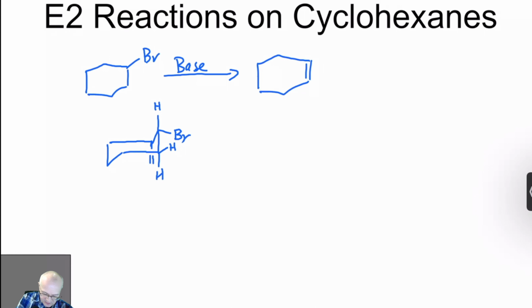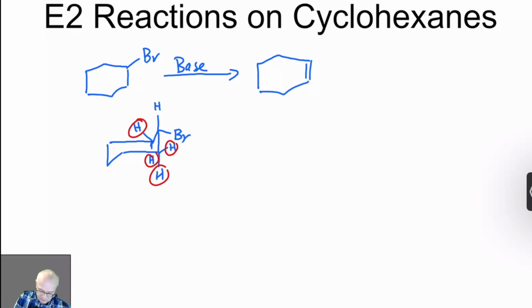So anti is 180 degrees. At this point, there's nothing that's 180 from any of the hydrogens. The bromine is not 180 degrees from any hydrogen. So in this chair conformation, the E2 reaction will not occur because the bromine is not anticoplanar to any of these hydrogens. None of them are 180. In order for the E2 reaction to occur, the bromine and the hydrogens must be 180.